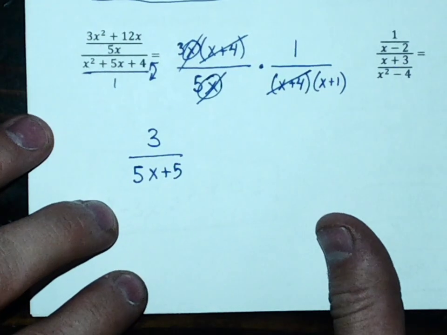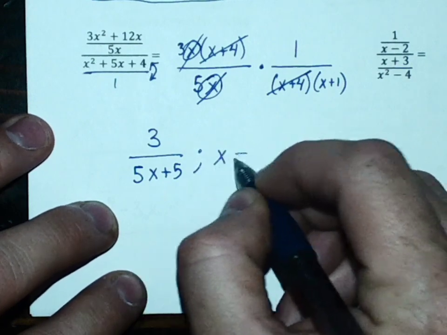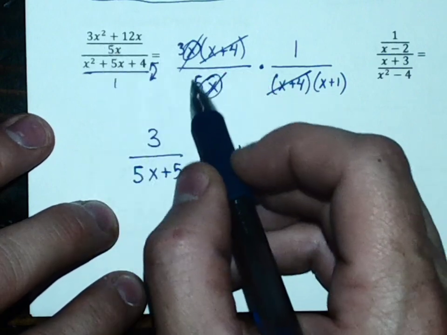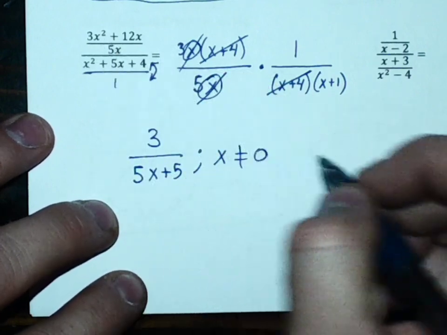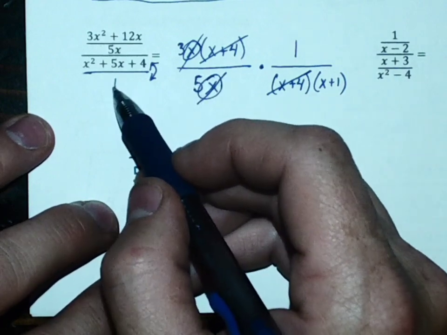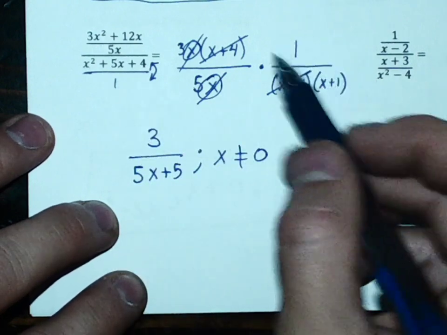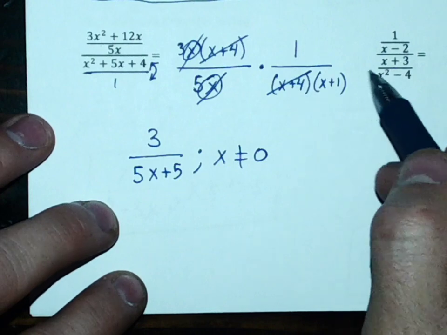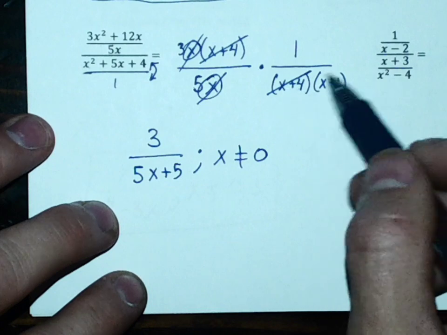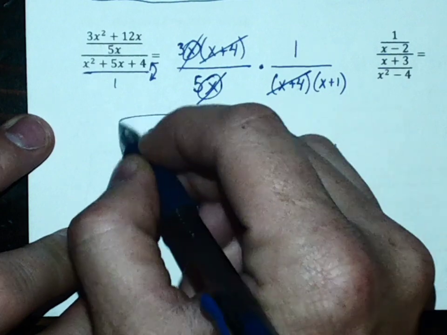So then, we must state our restrictions. x cannot equal anything that makes the original denominator 0, which is 5x, which is 0. The only thing that makes that 0 is 0. 1 can never be 0. This 1 is always a 1, so there's nothing that makes 1 0. But what makes this one 0? Negative 4 and negative 1. And there's your answer.